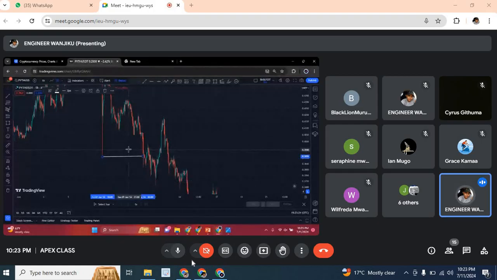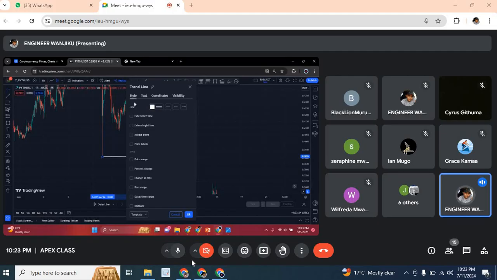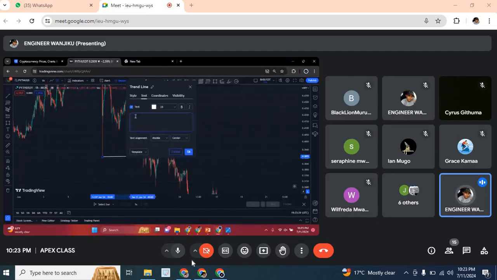So if I double click on that line, the one that I've drawn, it will bring this dialog box. Mostly it comes under this style, so I'll navigate to the text part. After navigating to the text part, I make sure I check this box right here, this text. Then I'll name it whatever I want. For example, here, like that.